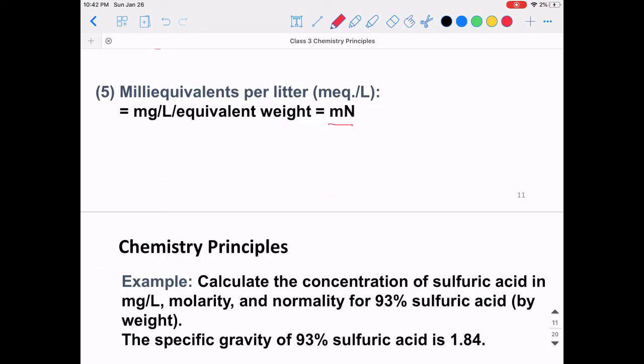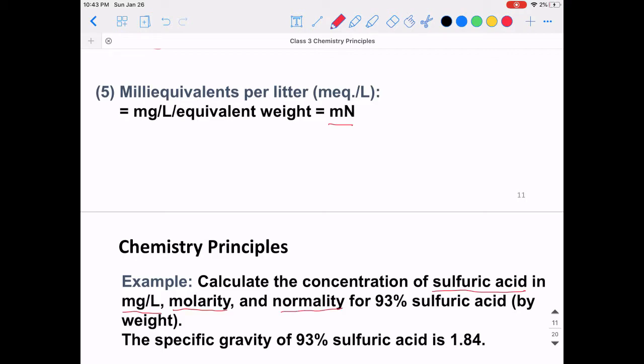So how do we apply these different units into the analysis of a solution? Here I give an example. It wants us to calculate the concentration of sulfuric acid in milligram per liter. Also notice that for diluted species or diluted solutions, milligram per liter is also equal to ppm, and also in molarity and normality.